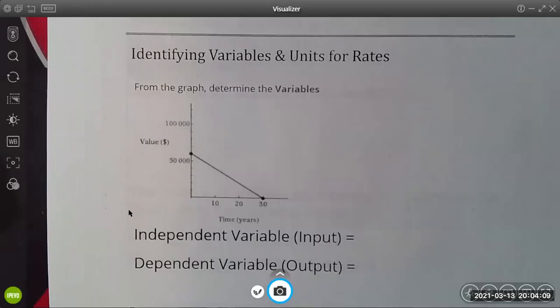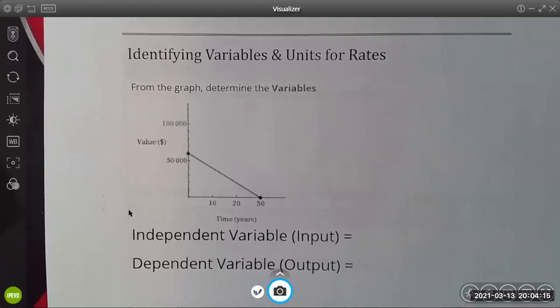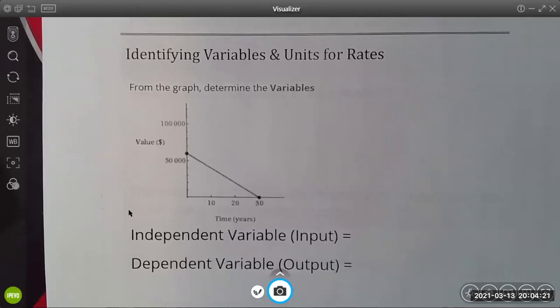Exercise. So review and exercise for Unit 2. Okay, first of all, first topic, identify variables, units for the rates. So this whole section is about the rates and how things change. There are different ways for things to change. One is according to the linear model, one is according to the exponential model.